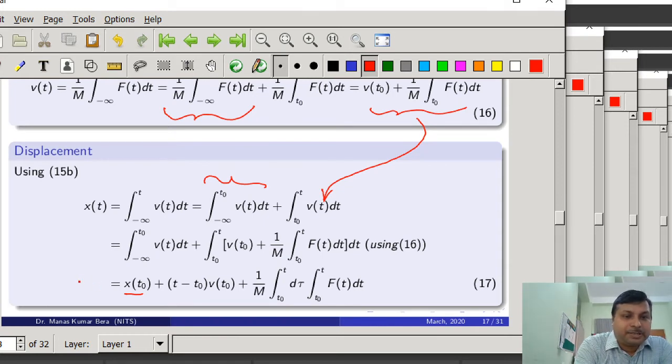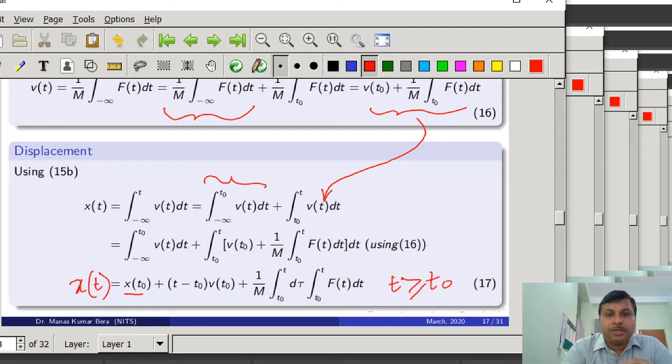So this is the last one, equation number 17, the expression of the displacement. Now closely observe that at any time t greater than t0, if you want to know the displacement of the system, what information is required along with the input f(t), t greater than or equal to t0? So for f(t), you have to know what force you have applied to the system for t greater than or equal to t0.